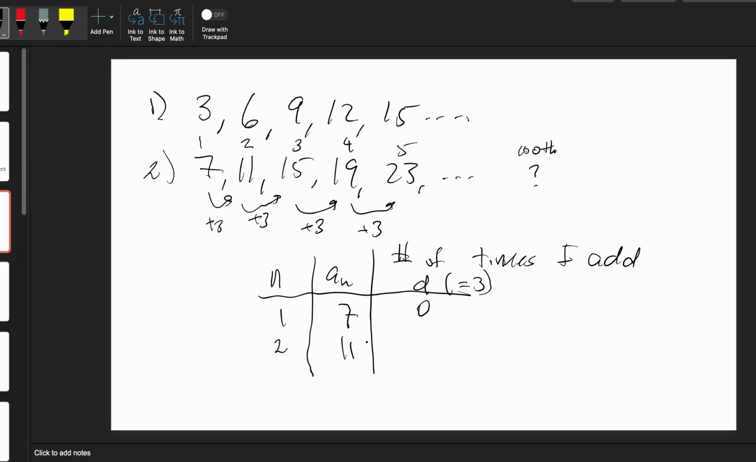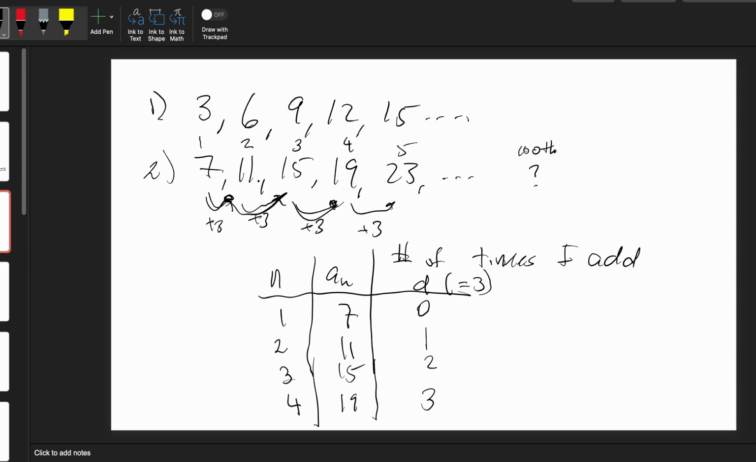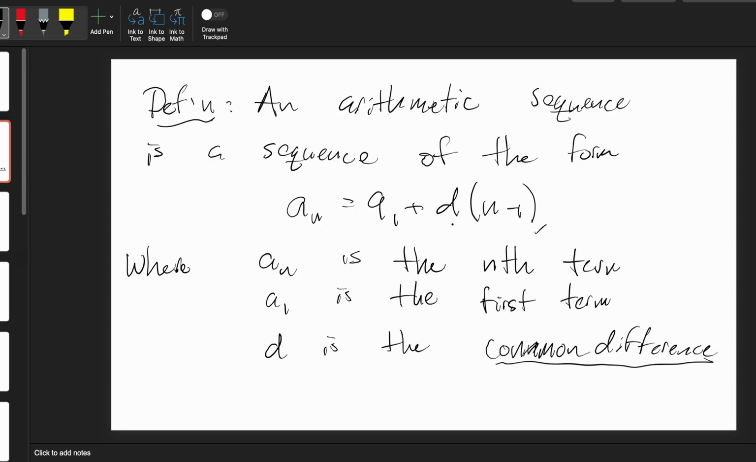The second term is 11. How many times have I added 3? Oh, once. Third term is 15. How many times have I added 3 so far? Well, 1, 2 times. Okay, one more. The fourth term is 19. So how many times did I add 3? Well, 3 times. Okay, 1, 2, 3. Okay, so hopefully it makes sense now. Let's go back to the definition. So a sub n will be a sub 1, so you start with your first term, and then you add d to it, the common difference. In this case it was 3, we're adding 3, n minus 1 times.